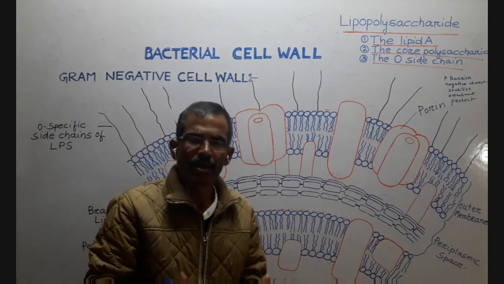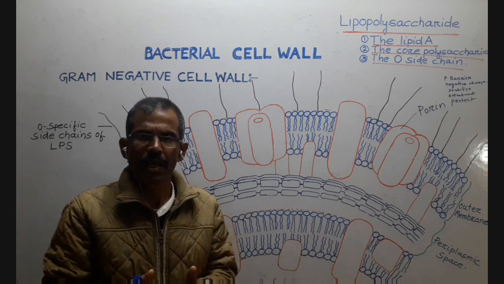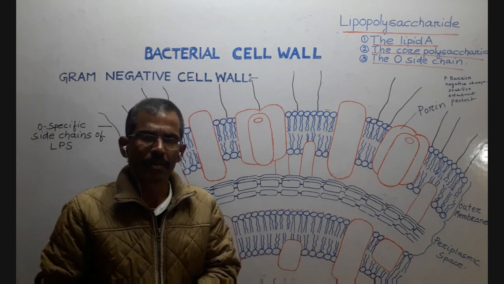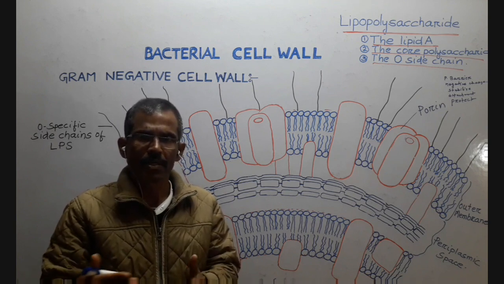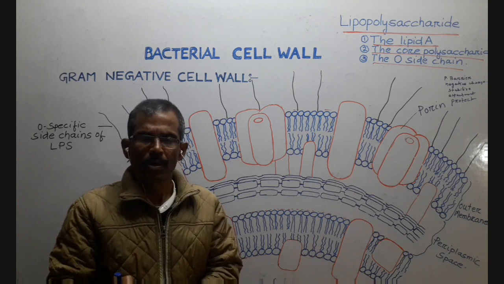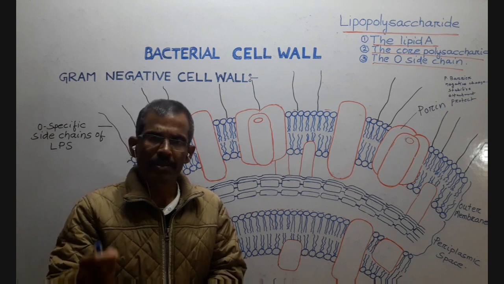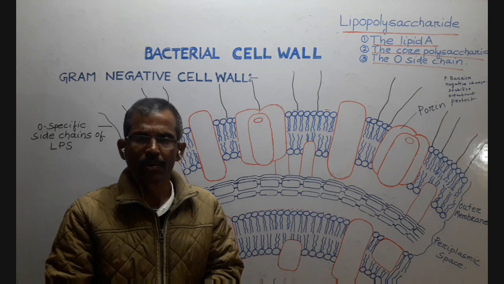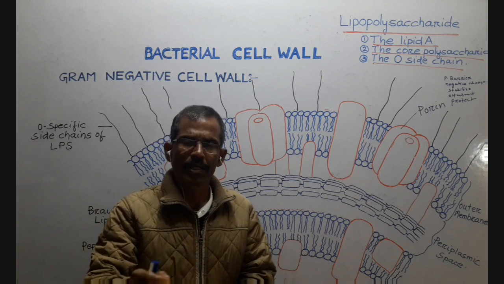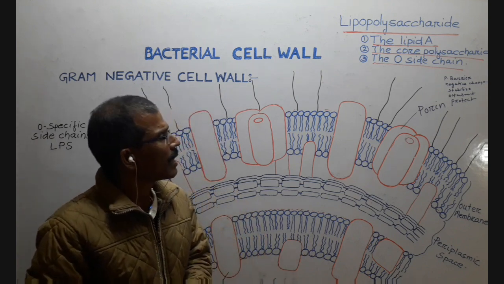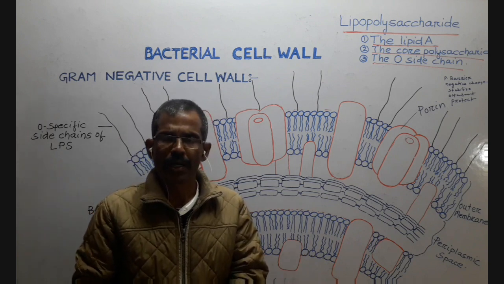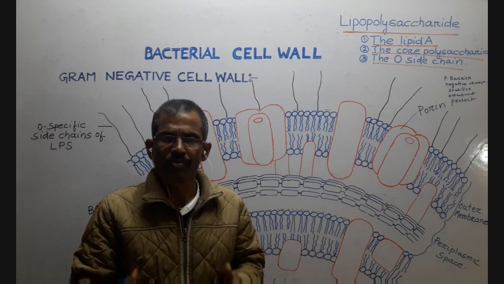Lipopolysaccharide plays a variety of roles. It helps stabilize the outer membrane. It acts as a permeability barrier. It also promotes the attachment of bacteria to surfaces and biofilm formation. Because the core polysaccharide contains charged sugars and phosphate groups, the lipopolysaccharide also contributes to the negative charge on the surface of gram-negative bacteria. In addition, the lipopolysaccharide also protects the bacteria from host defense.